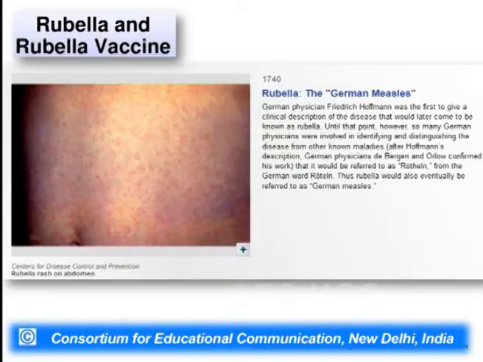Now, later for rubella and the rubella vaccine: the disease was described in 1740, and it is called German measles. There is a reason why it is called German measles. German physician Friedrich Hoffmann was the first to give a clinical description of the disease that later came to be known as rubella. Many German physicians were involved in identifying and distinguishing the disease from other known maladies after Hoffmann's description. German physicians de Bergen and Orlow confirmed his work, and it would be referred to as Rötelin, from the German word Rötelin. Thus, rubella eventually came to be known as German measles.